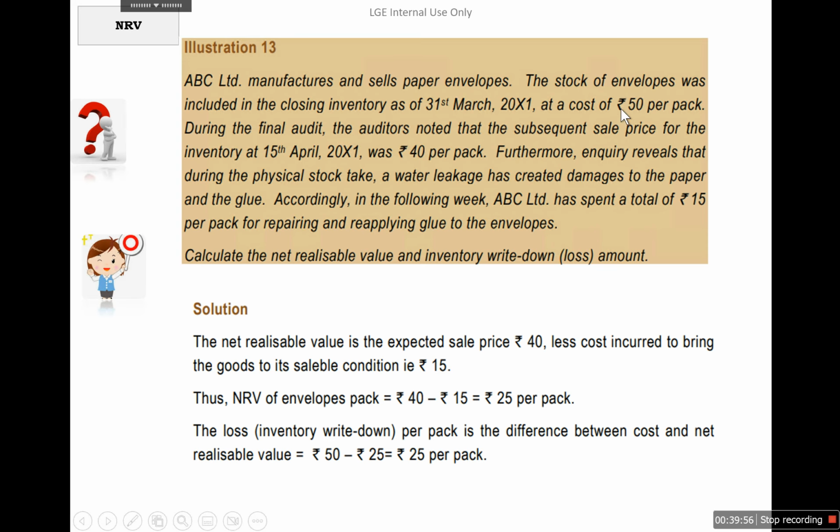So the cost is 50, but the NRV is 40. And further, to come up to this NRV, we have to incur costs to make it sellable. We need to incur the 15 rupees for the repairing of the damaged product. So we will reduce this cost also. So 40 minus 15 will be 25, and the cost is 50, so the devaluation will be 25 per pack. We need to book a devaluation.